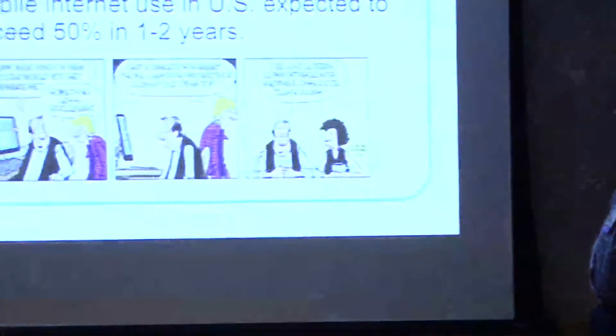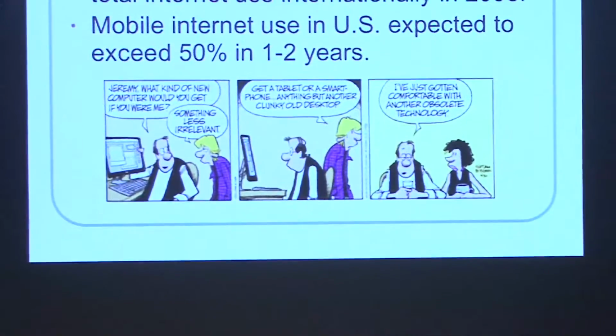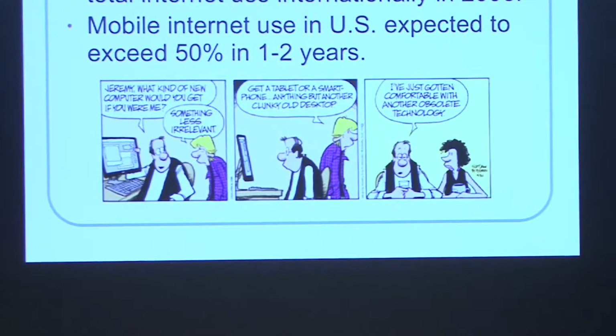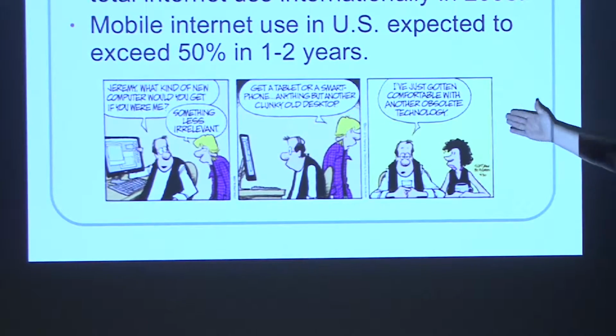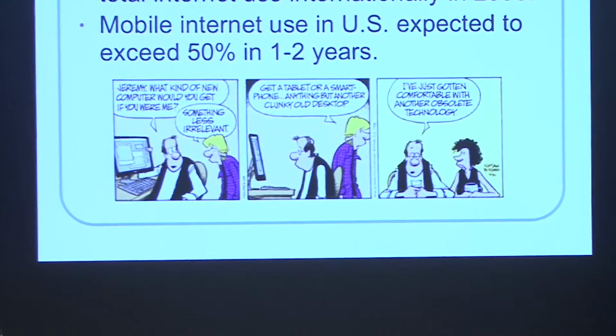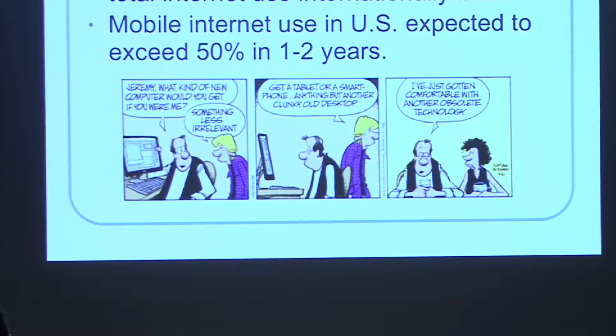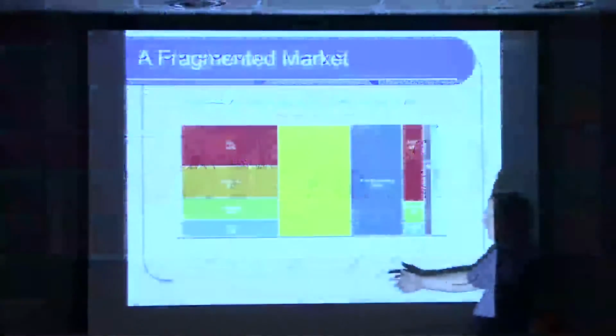What kind of computer would you get? Something less irrelevant: a tablet, a smartphone, anything but another clunky old desktop. So we've just gotten comfortable with an obsolete technology. But if you're going to set things up to work on the mobile internet, that's a little tricky.